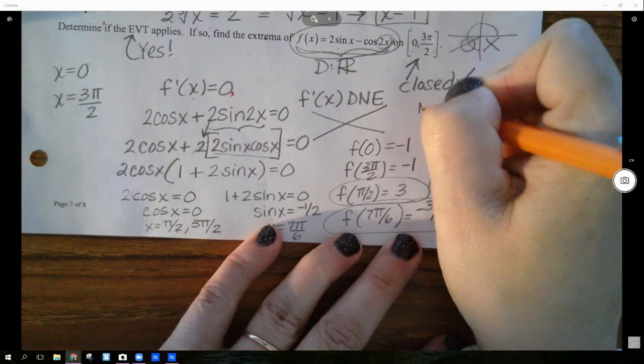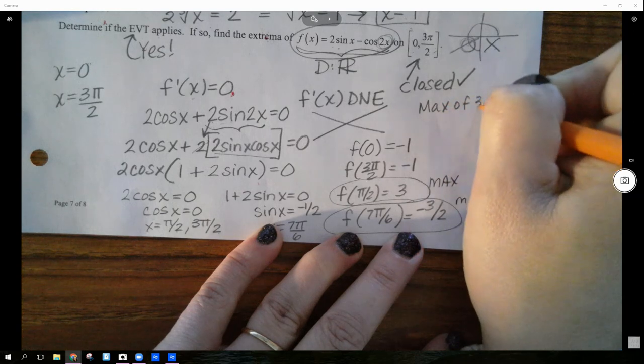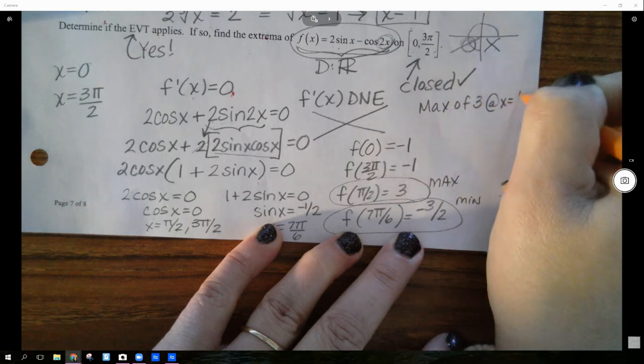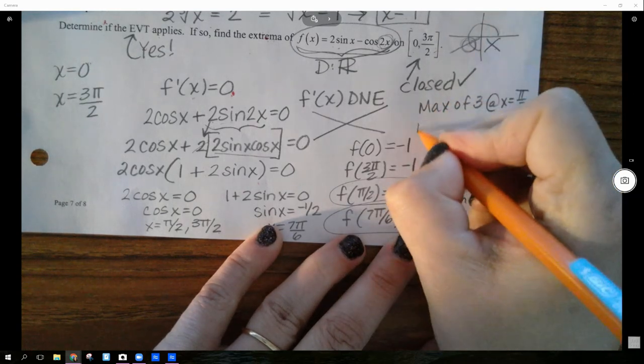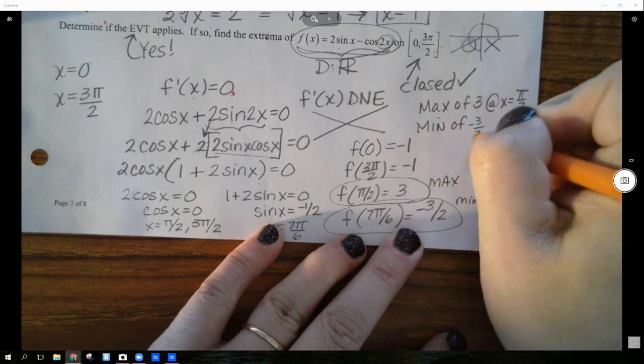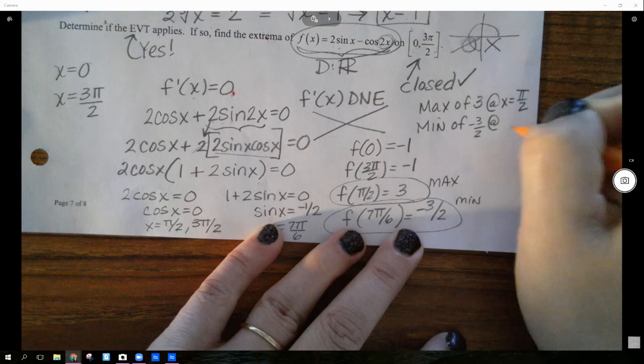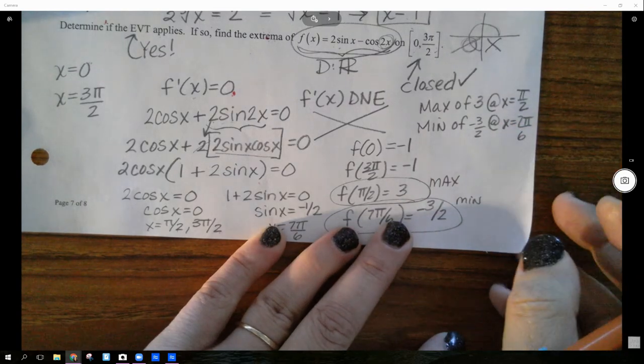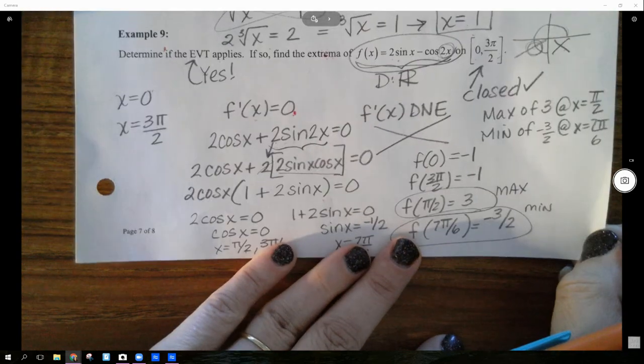So you're going to have a max of 3 occurring at x equals pi halves. You're going to have a min of negative 3/2 occurring at x equals 7 pi over 6. And that's example number 9.